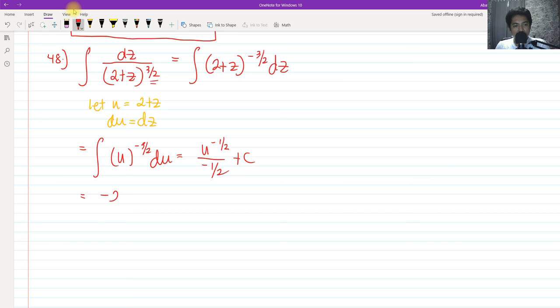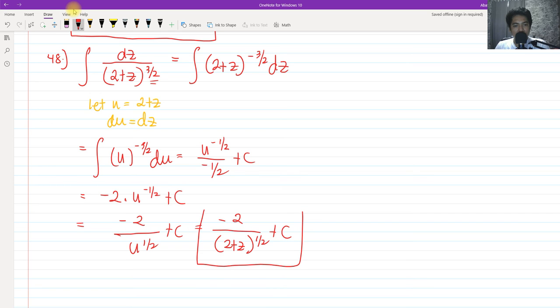So that would be negative 2. Get the reciprocal of this and proceed with multiplication with the u. In other words, we can rewrite this as negative 2 over u raised to 1 half plus c. What is the u? 2 plus z. So it is negative 2 over 2 plus z raised to 1 half plus c. So this could be our final answer. It's actually very, very simple integrals.